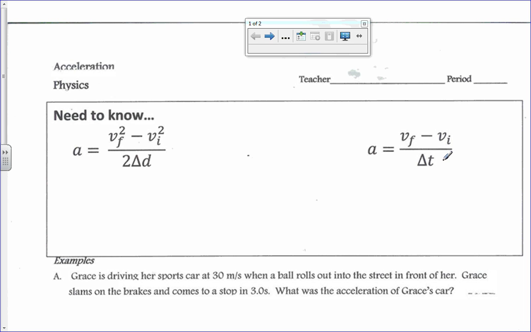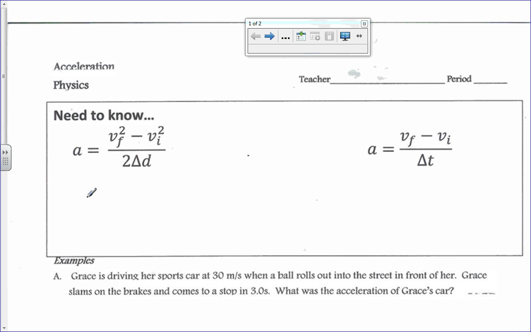So if one of your questions is asking for delta d, how much distance was traveled, then you're going to use this formula, but we need to solve for distance. If your question is asking how much time went by, you're going to use this formula, but we're going to solve for time. So let's go ahead and do that. Let's solve for distance here, and then we're going to solve for time.